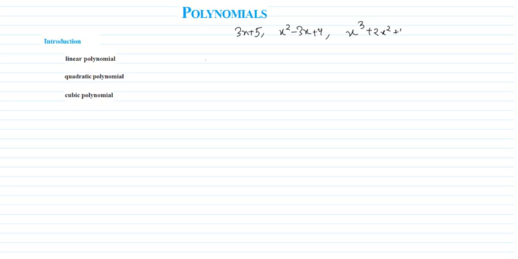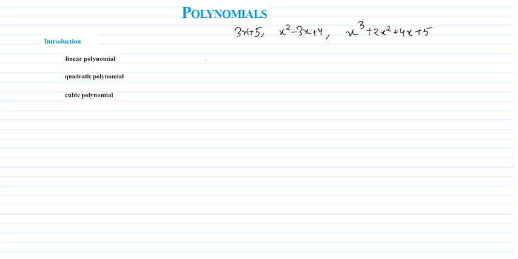Hello friends, today we'll start with polynomials and try to understand all the properties of a polynomial and the types of polynomials. You must have studied in previous classes algebraic expressions like 3x plus 5, x square minus 3x plus 4, x cube plus 2x square plus 4x plus 5.